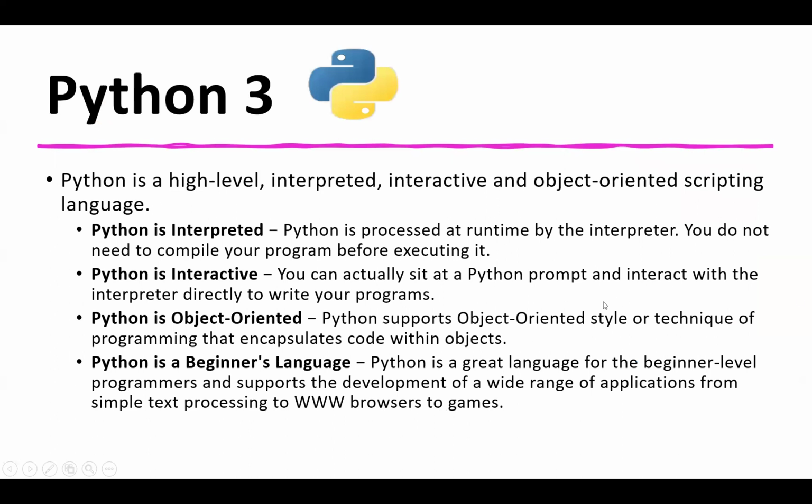When it comes to Python 3, we have already discussed that this is a high-level language which is interpreted, which is interactive, and which supports object-oriented programming. Interpreted means Python is processed at runtime by the interpreter. Therefore, you don't have to compile your program before executing, because it does not use a compiler. It has a Python interpreter, and the Python interpreter interprets line by line. And it is interactive, as I said previously as well.